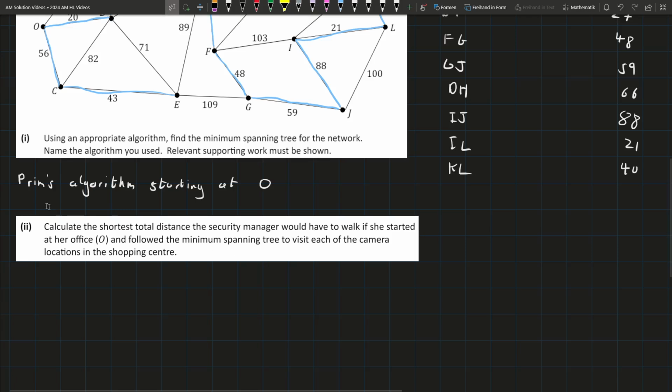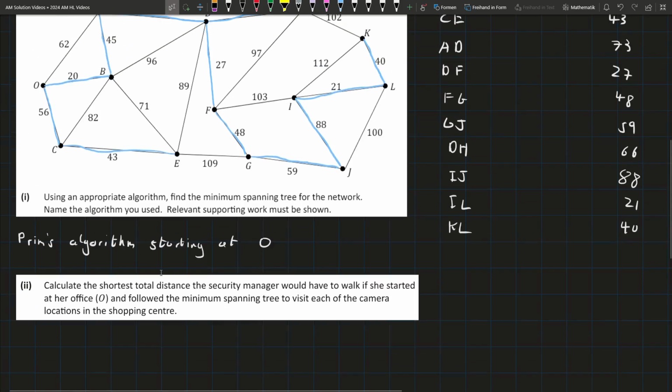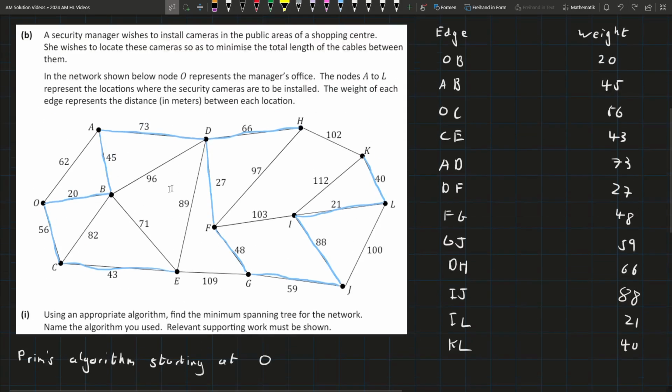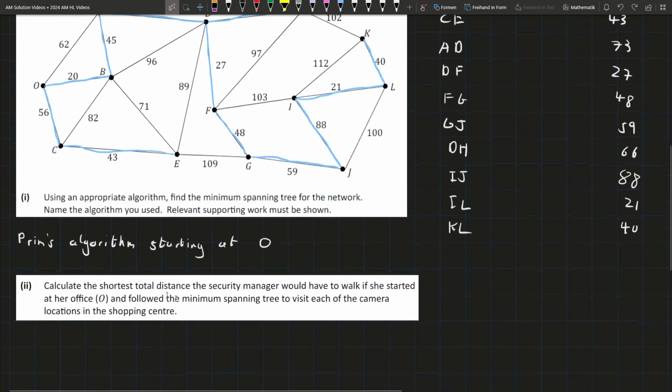And then in part 2, we're asked to calculate the shortest distance she would have to walk if she started at O and followed the minimum spanning tree to reach each of the camera locations. This is actually quite interesting because there was a similar question last year, and a lot of people didn't specify that it was the minimum distance they'd have to walk. Because of that, a lot of people just added up all the numbers and called it a day. So this year they very specifically specified how long they'd have to walk.